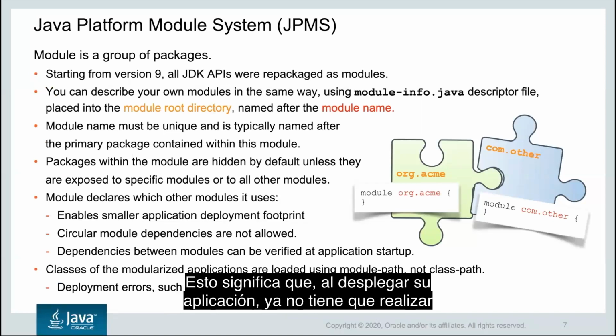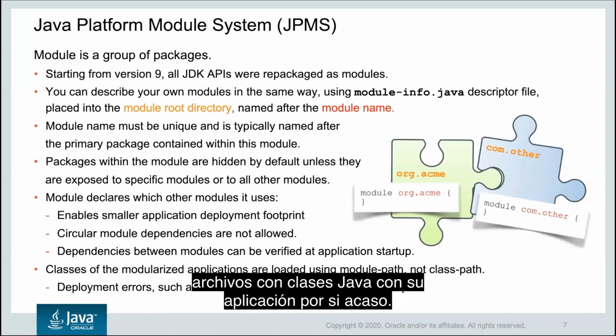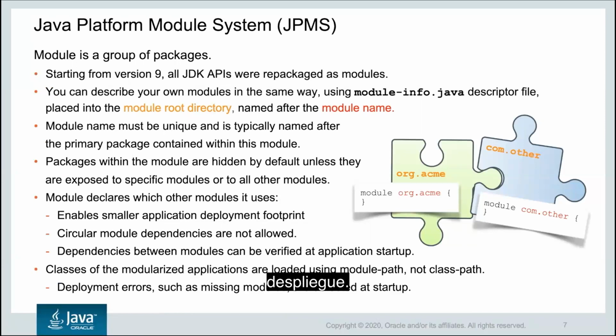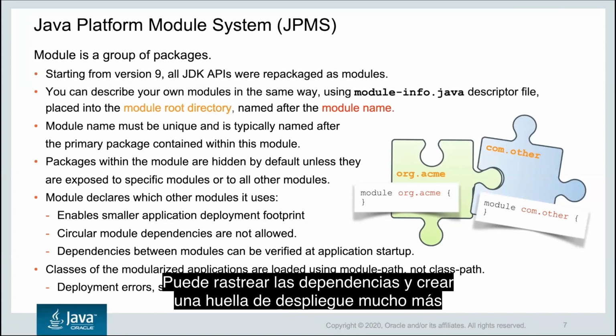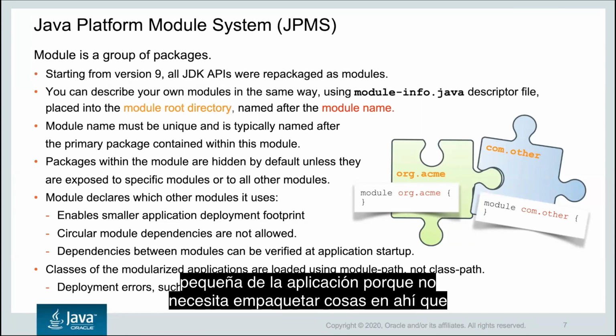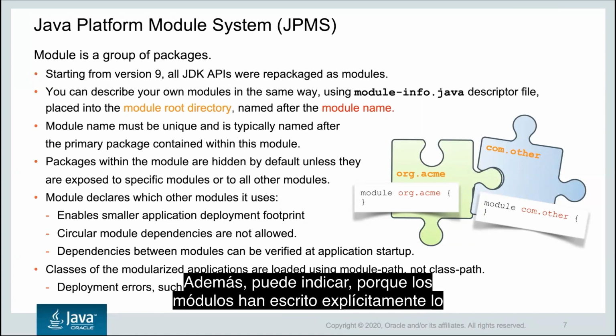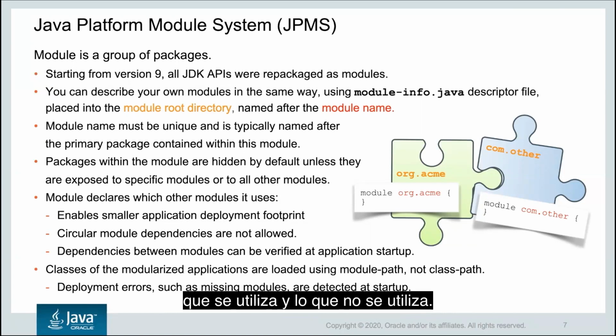That means that when you deploy your application, you no longer have to carry archives with Java classes with your application just in case. You can now tell exactly what you do and what you don't need in your deployment. You can trace the dependencies and create a much smaller deployment footprint of the application, because you don't need to package things in there that you know your application is not going to use. And you can tell because the modules explicitly spell out what is used and what is not used, right?